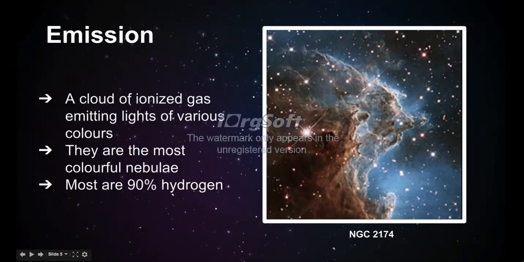The first type of nebula is the emission nebula. An emission nebula is a cloud of ionized gas emitting light of various colors. The most common source of ionization is high-energy photons emitted from a nearby hot star. Emission nebulae are the most colorful of the 5 main types of nebulae. They are lit internally from young stars still in their stellar nursery. The different colors are caused by the different gases and the composition of the dust in the nebula. Most emission nebulae are about 90% hydrogen, with the remainder of the gas being helium, oxygen, nitrogen, and other elements.